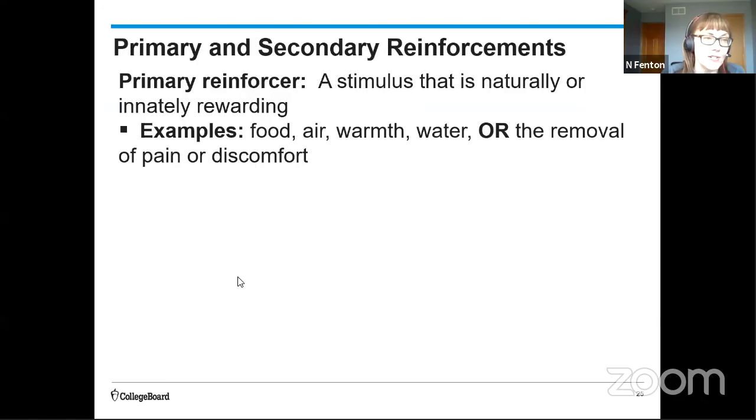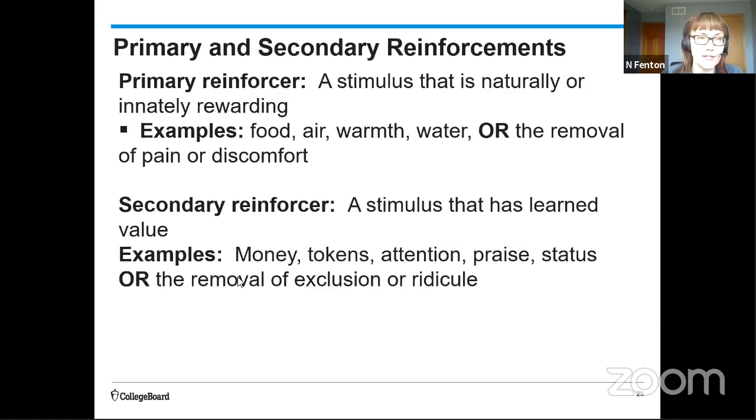Now, with reinforcers, there's two broad categories. Anything that's a reinforcement or a reinforcer, if it follows a voluntary behavior, is going to help that behavior increase in the future. Skinner and other behaviorists talk about primary reinforcers, ones that are naturally rewarding. The mouse does not need to learn to value food or warmth. You'll also see the removal of pain or discomfort when we talk about negative reinforcement. So that's also a reinforcer, the removal of pain.